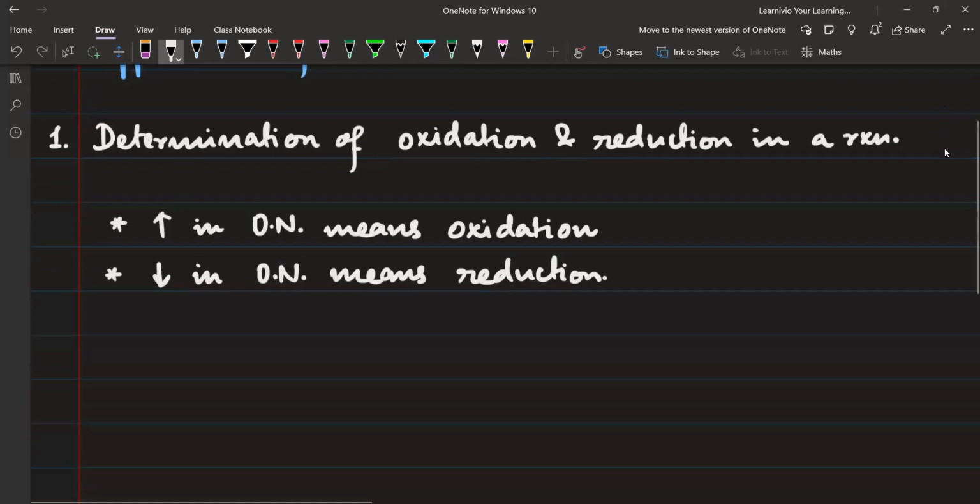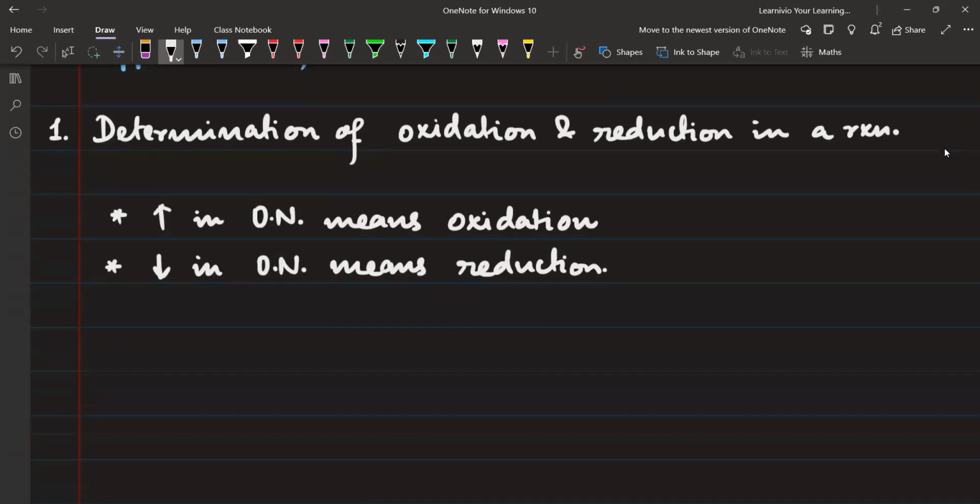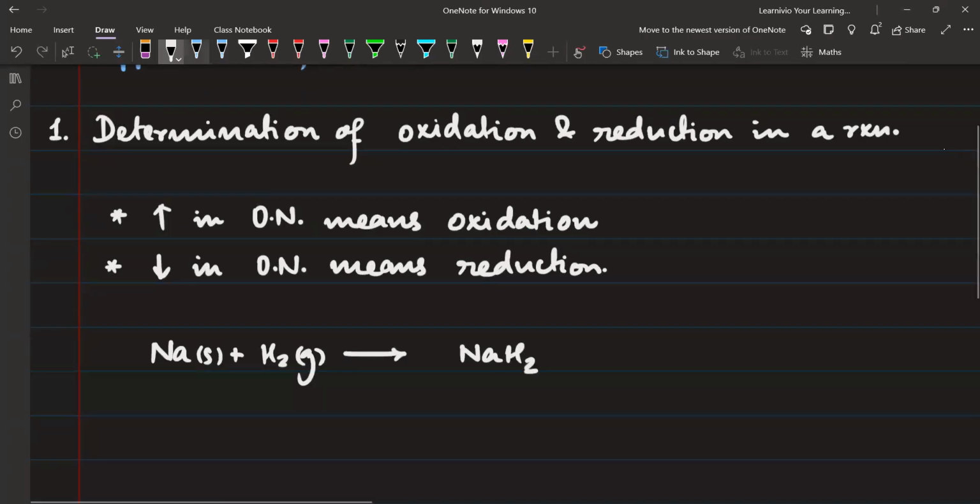You can see this by examples. For example, let us suppose sodium solid plus H2 gas forms sodium hydride, NaH. Now, the oxidation number of sodium in its free state is 0. Hydrogen also is in free state, so it is 0. In combined state, sodium exhibits +1 oxidation state and hydrogen exhibits -1 oxidation state.